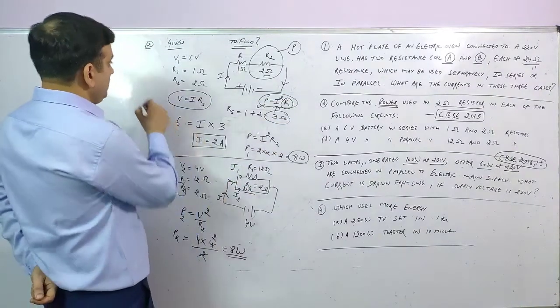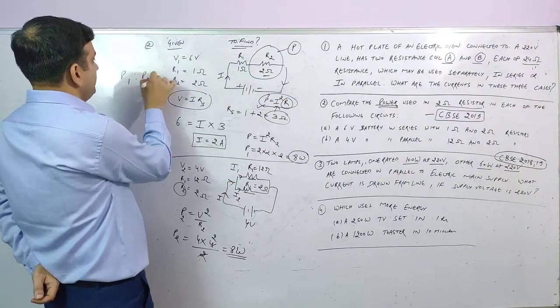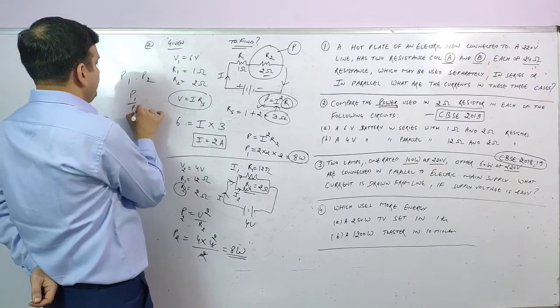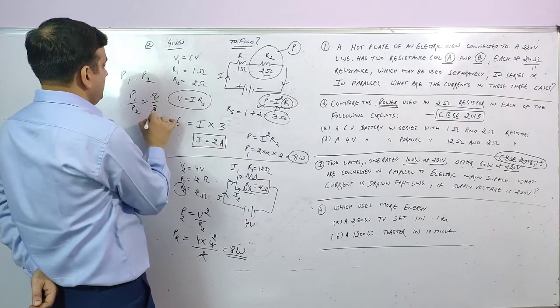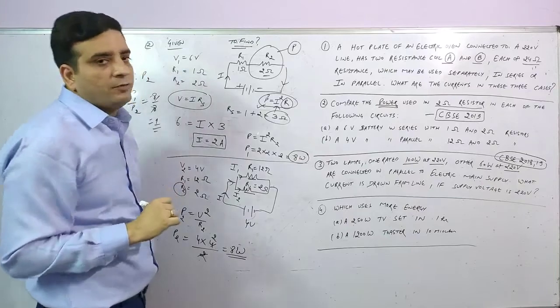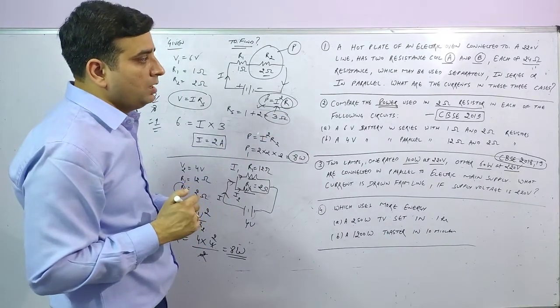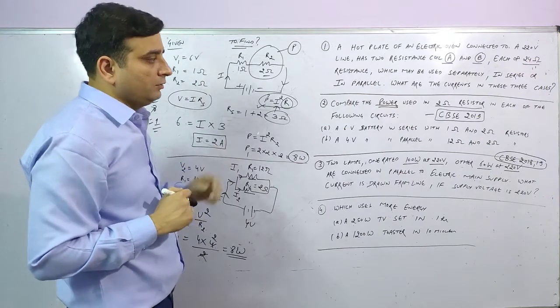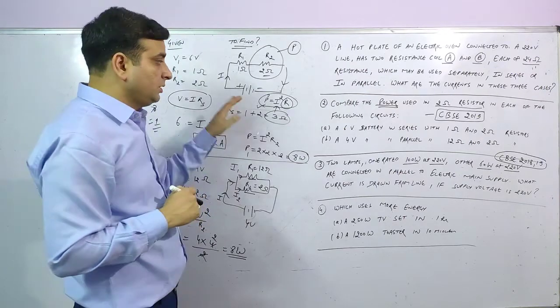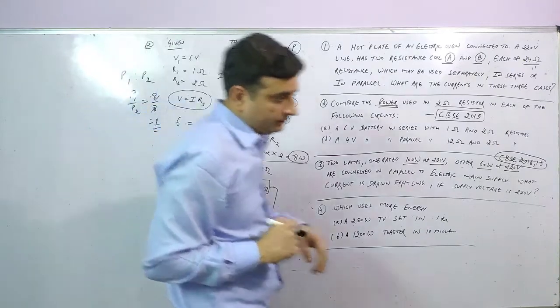compare. The comparison means P1 ratio P2. So P1 by P2 is equal to 8 by 8, which is equal to 1. So that's how we can compare the power used in 2 ohm resistor in each of the following circuit. So I hope this numerical is clear to everyone.